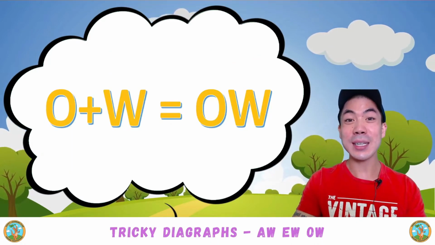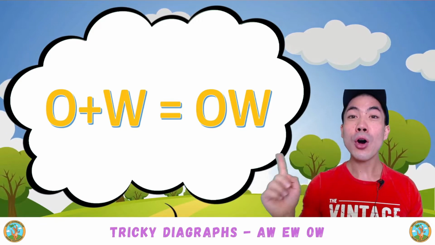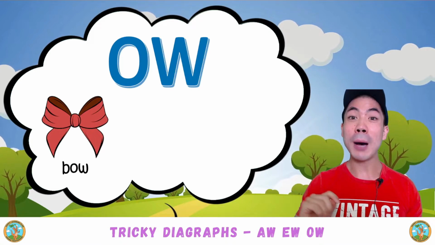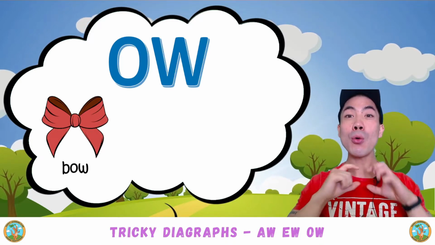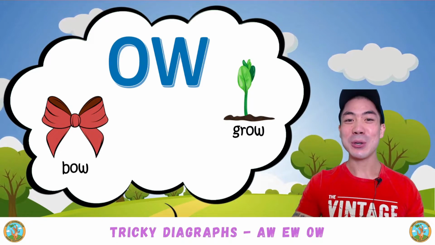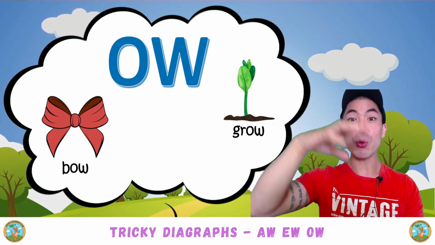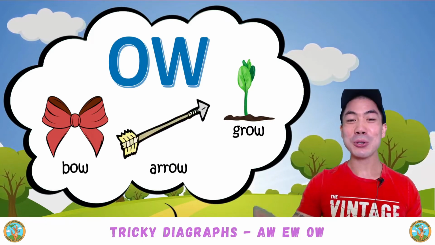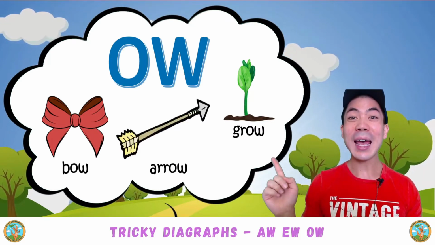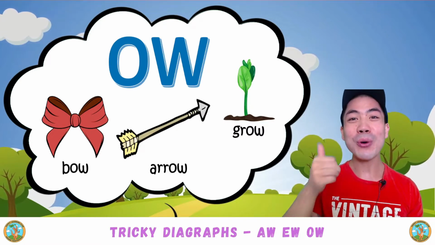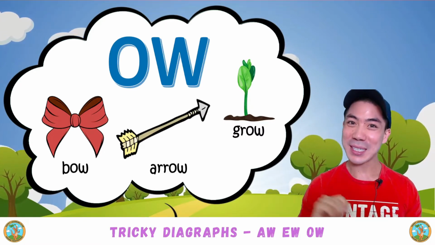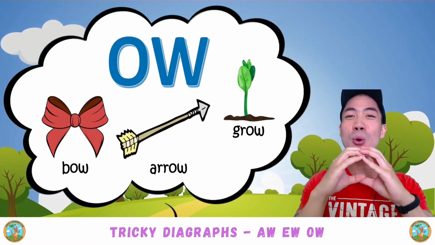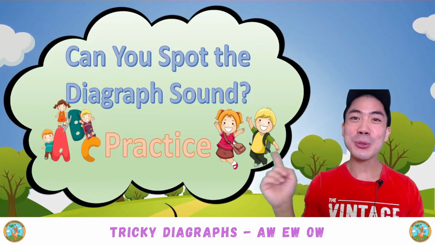The second sound is O, the long vowel O. For example, we have a bowl, b, o, bowl. Good. We also have grow, gr, o, grow. And then we also have arrow, arrow, o, arrow. Very good. Once again, the second sound of OW is long vowel O.